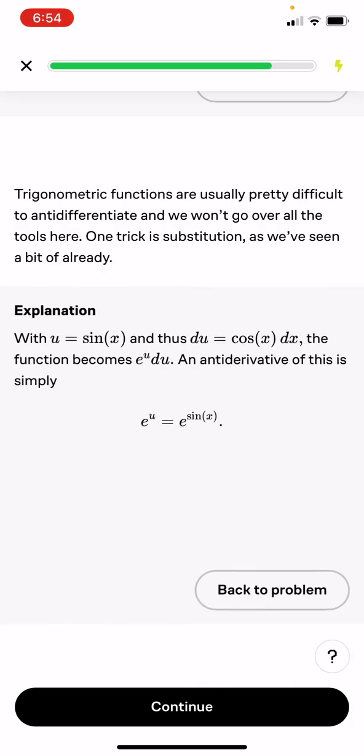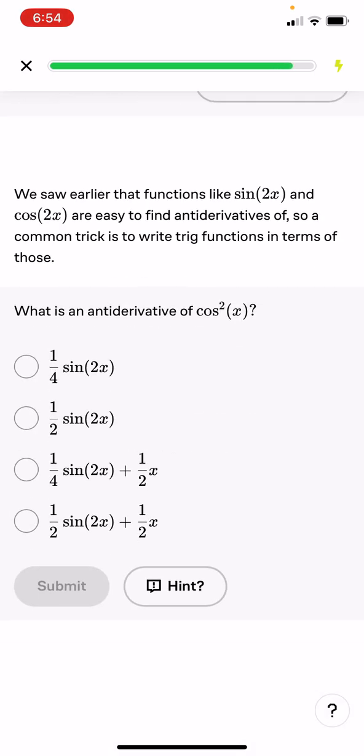But I'll just get it. With u equals sine x and du equals cosine x dx, the integral becomes the integral of e to the u du, and the antiderivative simplifies to e to the u, which equals e to the sine x. We saw earlier that functions like sine 2x and cosine 2x are easy to find the antiderivatives of, so a common trick is to write trig functions in terms of those. So what is the antiderivative of cosine squared x?